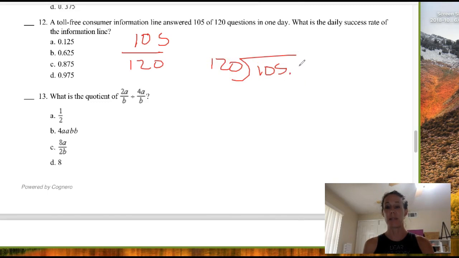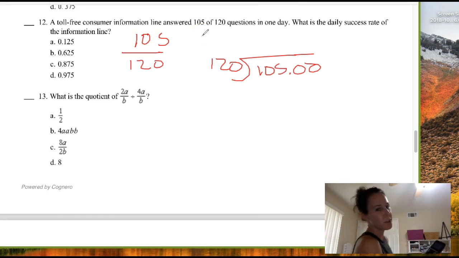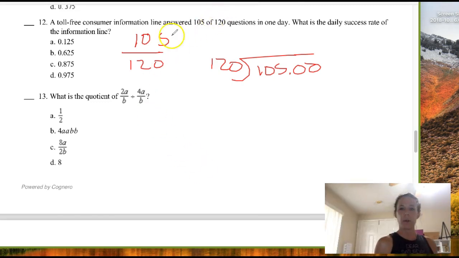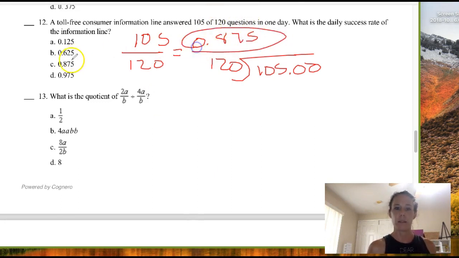I'm going to have to add a decimal and some zeros. Those are big numbers, 120 to 105. My choice would be a trusty little calculator, or on your phone, or however you have it. Just do 105 and divide it by 120. And you are going to get 0.875. It does terminate. It does not repeat. So it's going to be C. And there you have it.